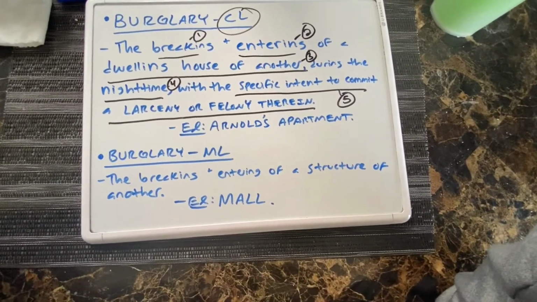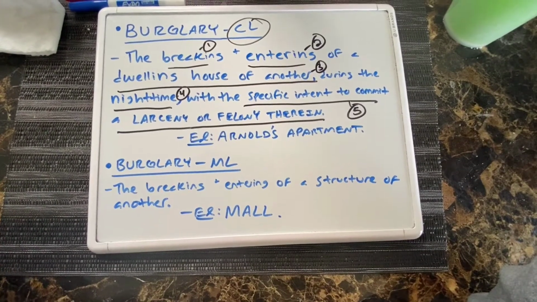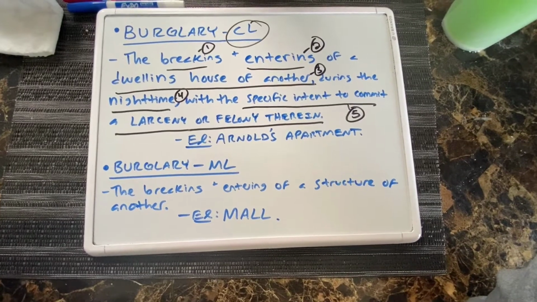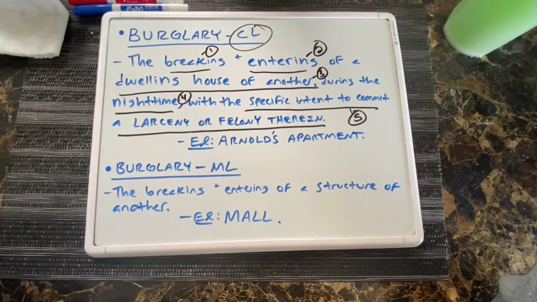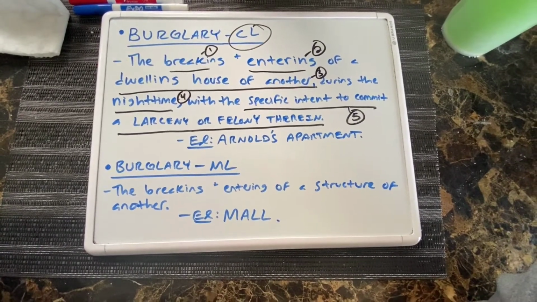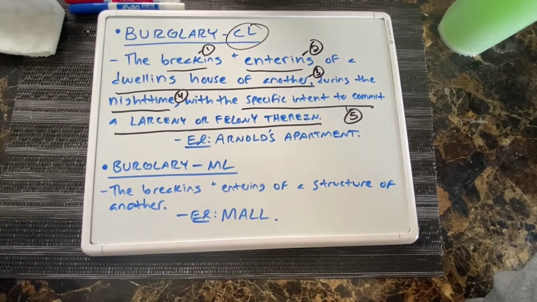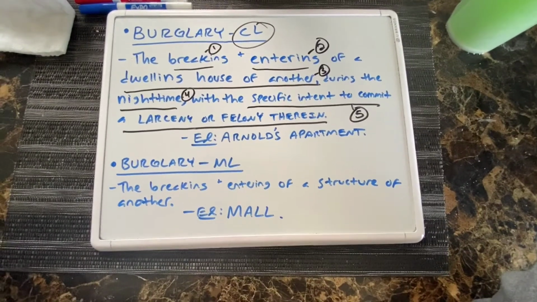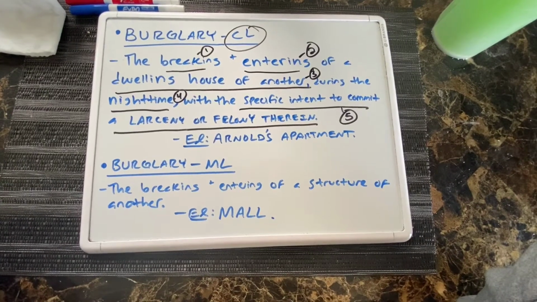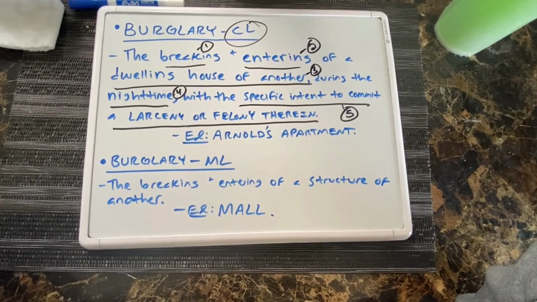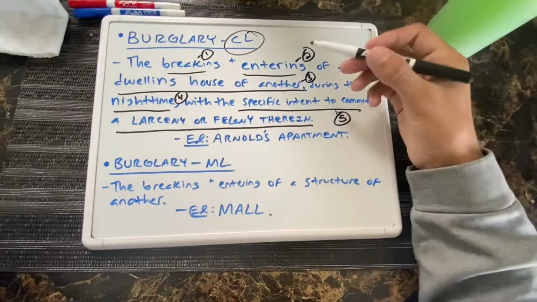So the breaking, element number 1, means the defendant used his body or some type of tool to create a breaking, whether it's the defendant using his hands to open up a window, using a skeleton key to open up the lock on someone else's house, or even simply the defendant using a baseball bat to break open a window to get inside the house of another. That's what breaking means.